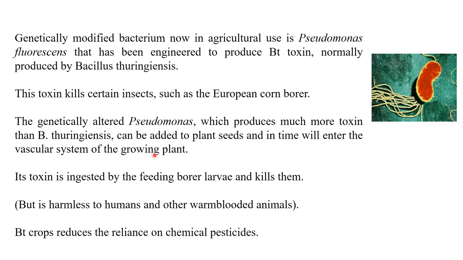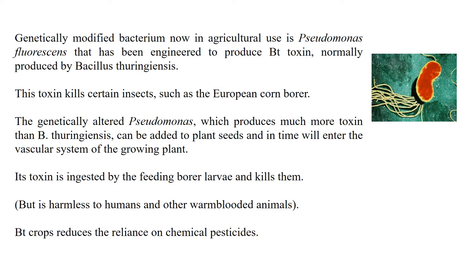Its toxin is ingested by the feeding borer larvae and kills them, but is harmless to humans and other warm-blooded animals. जो toxin या BT toxin है ये animals के लिए या humans के लिए non-toxic है, harmless है. BT crops reduce the reliance on chemical pesticides. जो chemical pesticide का इस्तेमाल है उसका reliance कम से कम किया. क्यों? Chemical pesticides का बहुत disadvantage, बहुत नुकसान आते हैं. वो आपकी फसल के लिए भी नुकसान है, वो हमारे food chain के लिए नुकसान है, animals के लिए भी उसका बहुत बड़ा, it has very big loss.